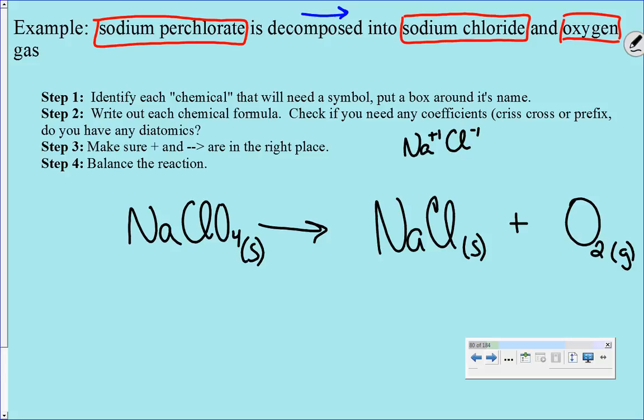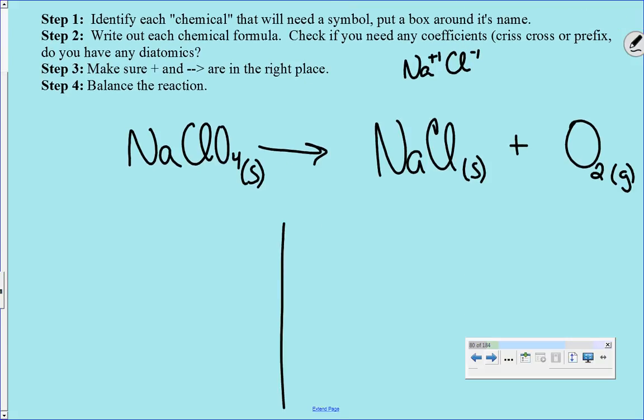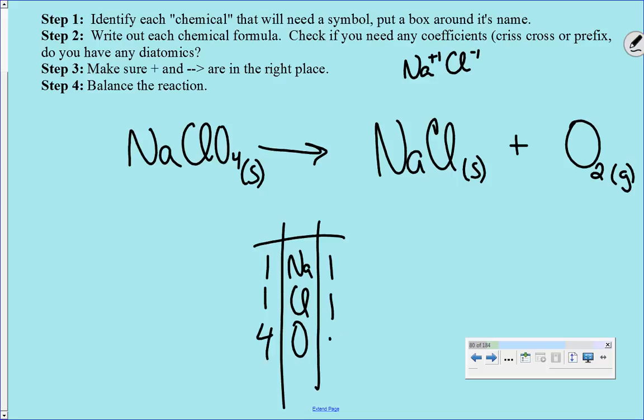So next we're going to go through and we're going to make our balancing table. 1 Na on each side, 1 Cl on each side, 4 O's and 2 O's. Pretty easy fix. Stick a 2 right there, and we're all set.